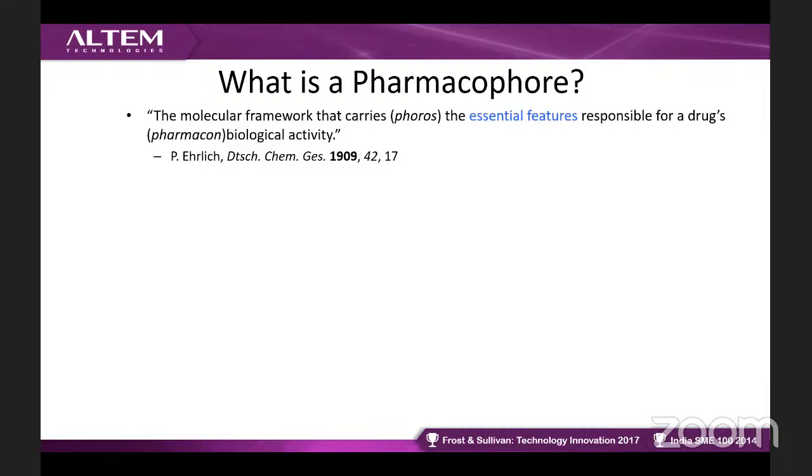In 1909 itself, Ehrlich defined the framework of a molecule: the essential features or crucial functional group of a molecule which is responsible for a biological activity is called a pharmacophore. So removing that specific functional group at a specific position will lead to an inactive molecule. That is called a pharmacophore, the functional group of a molecule responsible for that.